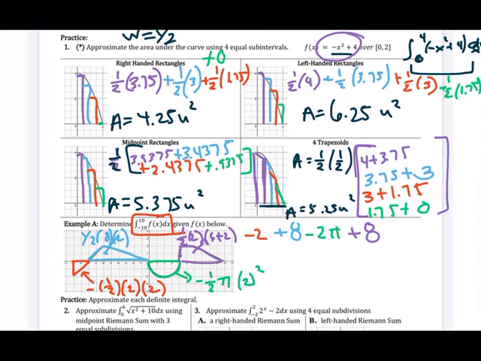So if we combine each of these things, we're going to get 14 minus 2 pi as the area under this curve. So we could write that as the integral from negative 10 to 10 of f of x dx is 14 minus 2 pi. So the area under the curve from negative 10 to positive 10 of this function is 14 minus 2 pi.